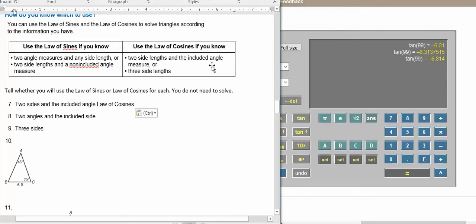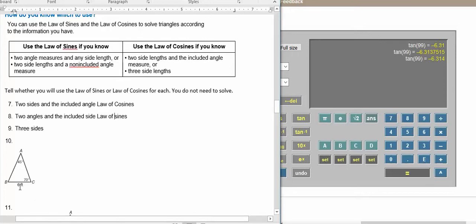So I don't see exactly that up here, but I do see that under law of sines, it says 2 angle measures and any side length. So that should work then, law of sines. So I got to get rid of the co. And then for 3 sides, well, that appears right here.